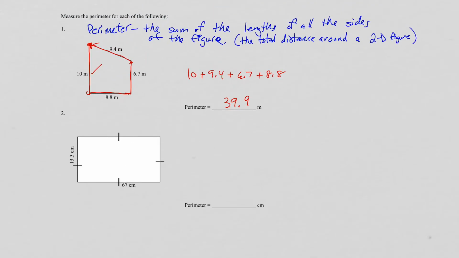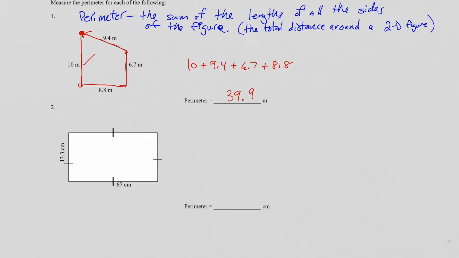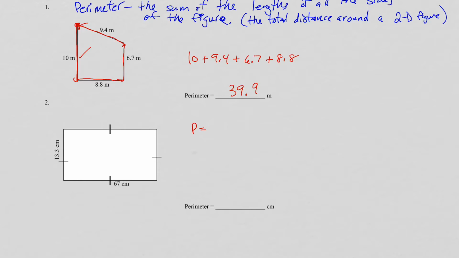Now, number 2, you could do the same thing, go all the way around. But basically there is a formula for rectangles in particular. If you start with the left, that's a width, and you go up, so that'll be width and length. So this is us walking all the way around, but really, we have two of the same. We have two widths and two lengths.